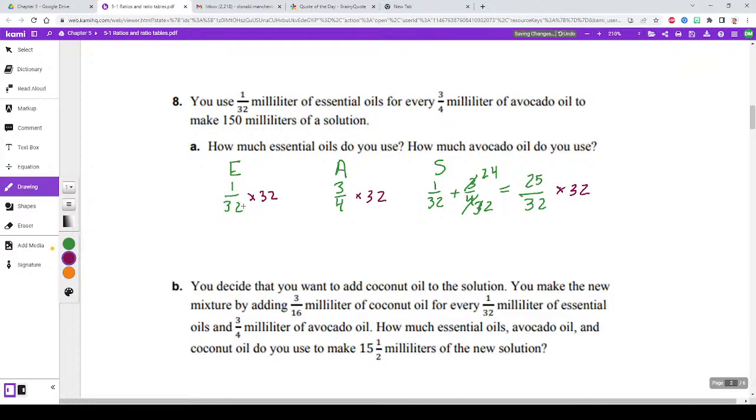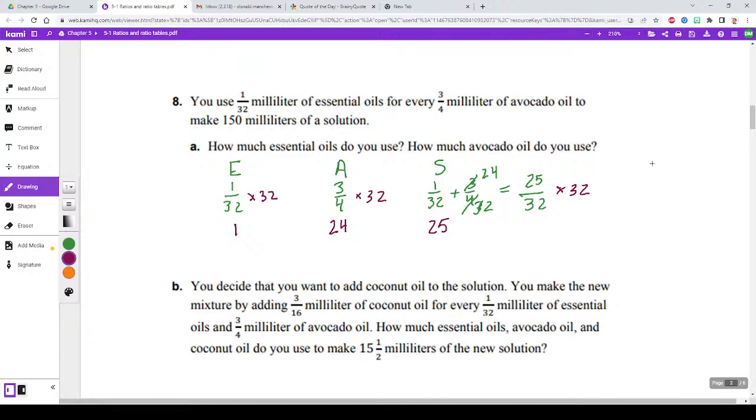Our results: essential oil, there's 1 milliliter of essential oil. Over here, 3/4 times 32. 32 divided by 4 is 8, times 3 is 24 milliliters of avocado oil. And 32 divided by 32 is 1, so we now have 25 milliliters of the solution. Well, we don't want 25, we want 150.